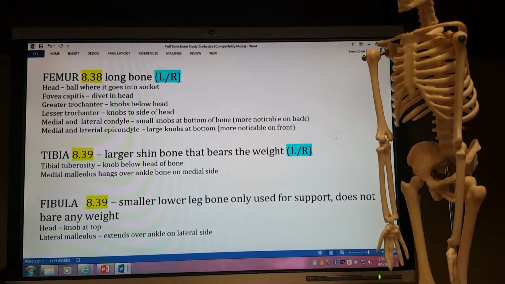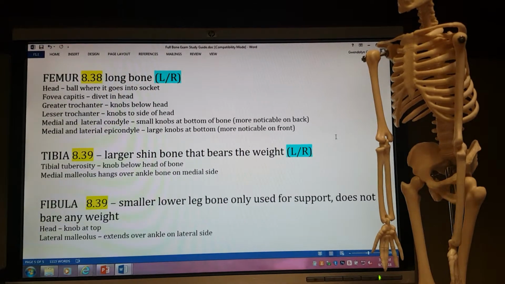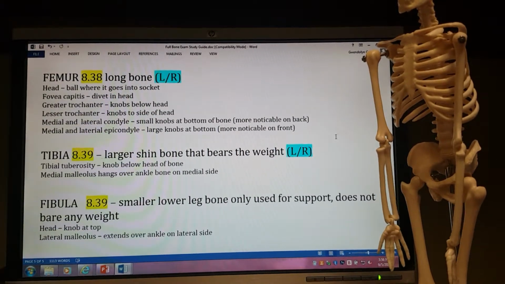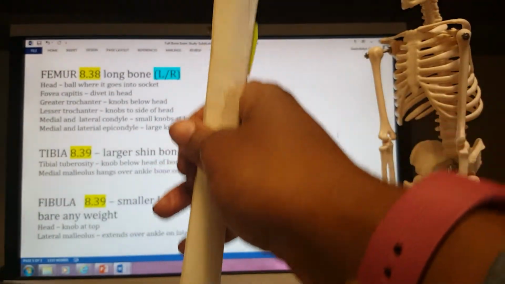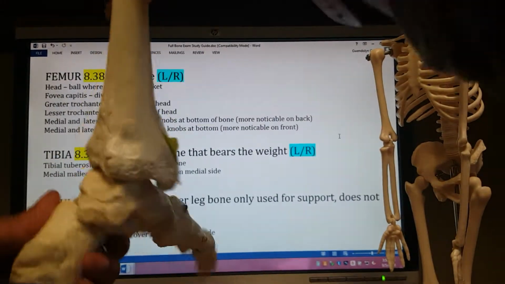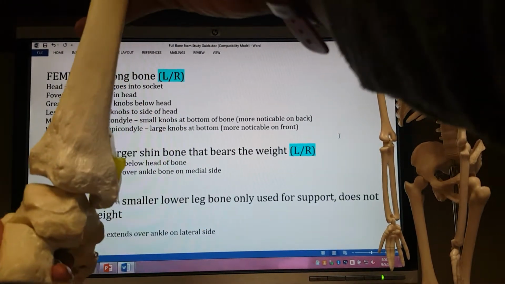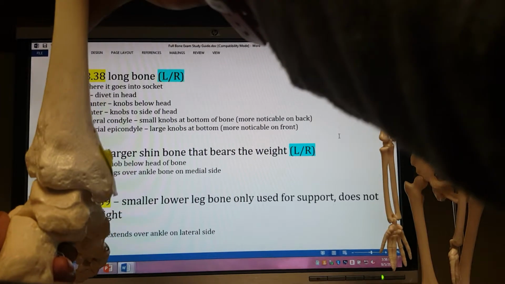With your left versus right, the easiest way to do this is remembering that your tibia is going to be more medial on your lower leg. So this bottom portion called the medial malleolus hangs over your ankle. So I'm going to pull a foot up. Those help to stabilize your ankle. So it's going to hang over that one.